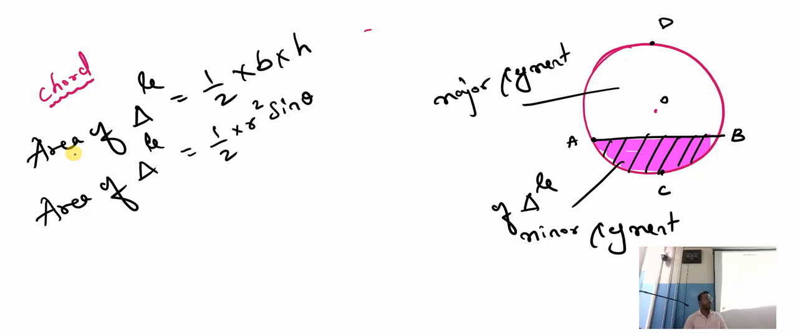It depends upon the condition they have given. Sometimes they have not given the height. Then how can you find it? You have to use this formula. Base they will give me.